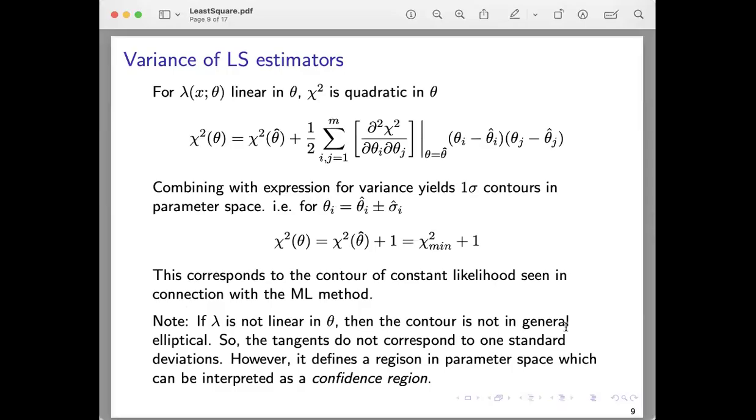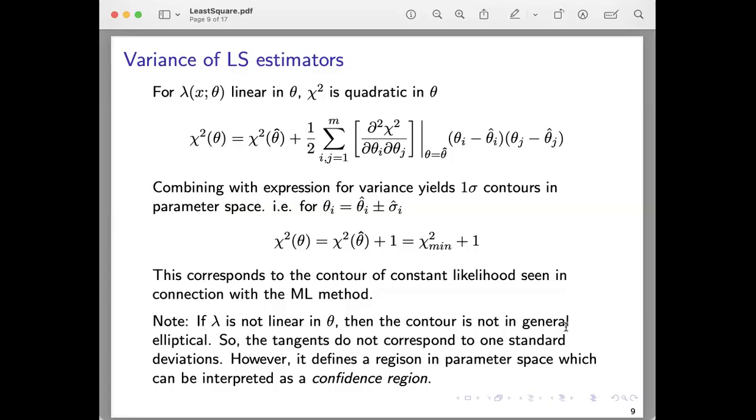Now we can also obtain the variances for the LS estimators. You do this similarly to how we expanded the log likelihood around the estimate itself. Here you can do the same thing: you expand the chi-square around the LS estimate theta hat. Then the first derivative term becomes 0 at theta equal to theta hat.